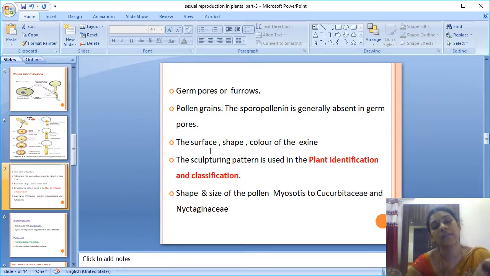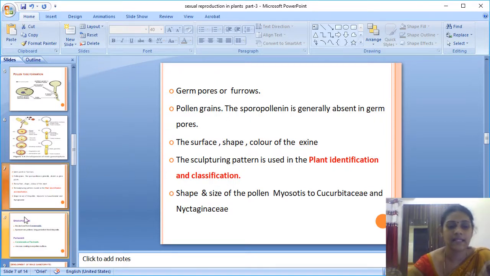This rough condition of the exine layer is used for plant identification and classification in the taxonomy of the plant. One particular plant or a new plant will be identified and classified by the sculpturing pattern of the exine.